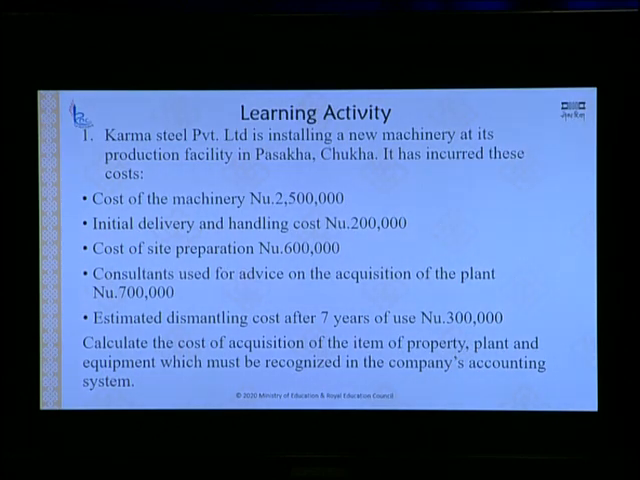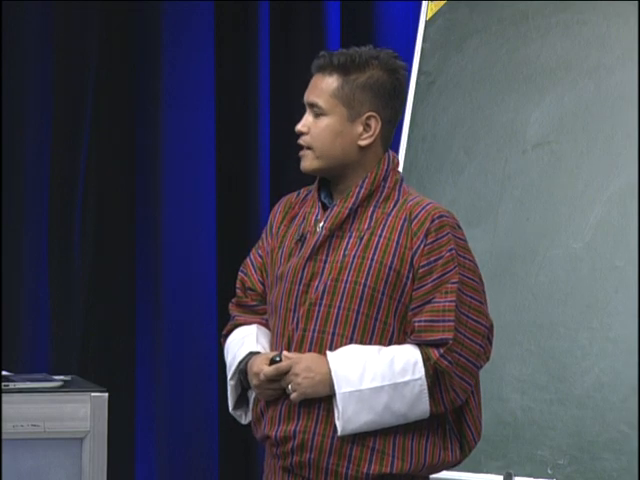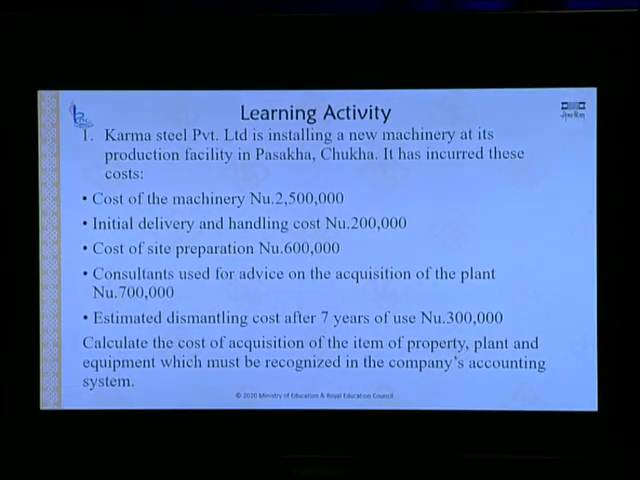Let me go through this question. Karma Steel Private Limited is installing a new machinery at its production facility in Pasaka, Chuka. It has incurred these costs. Cost of machinery is 2.5 million. Initial delivery and handling cost is 200,000. Cost of site preparation is 600,000. Consultants used for advice on acquisition of plant 700,000. Estimated dismantling cost after 7 years of use is 300,000.